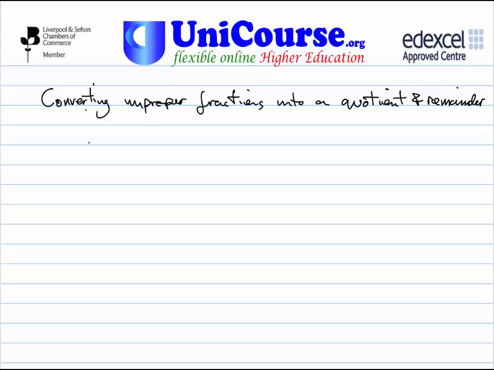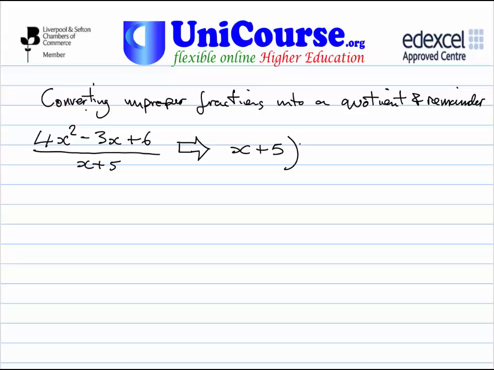Okay, so let's have a look at a quick example. How's about something like this? Very similar to what you might see on the assignment brief. 4x squared minus 3x plus 6 over x plus 5. Okay. And the idea is, we're going to convert it into formats that you may have seen back in your school days.